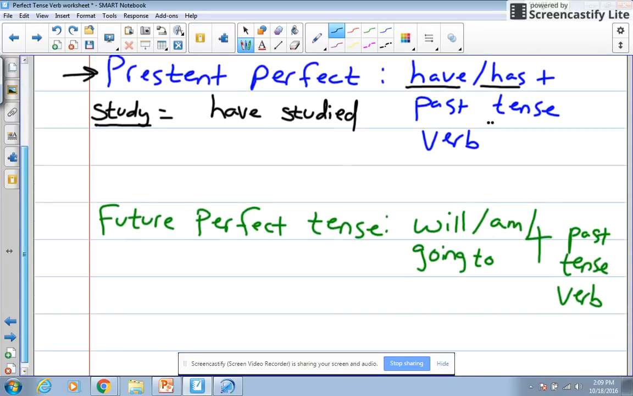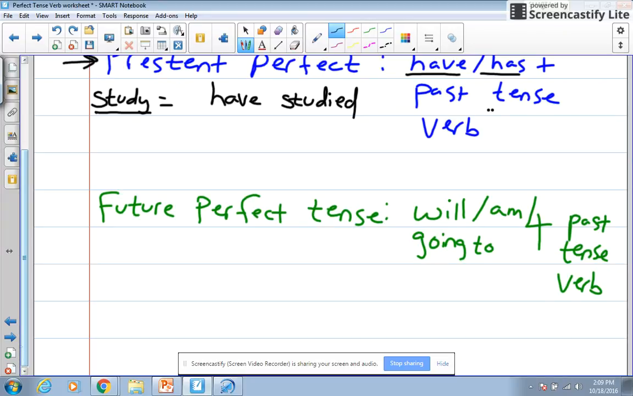Our last perfect tense we're going to talk about is future perfect tense. Future perfect tense, you can either use will, am, or going to, and then again the past tense of the verb. So if I have study, I would put something like will. So notice I'm using my helping verb here. Will have studied.